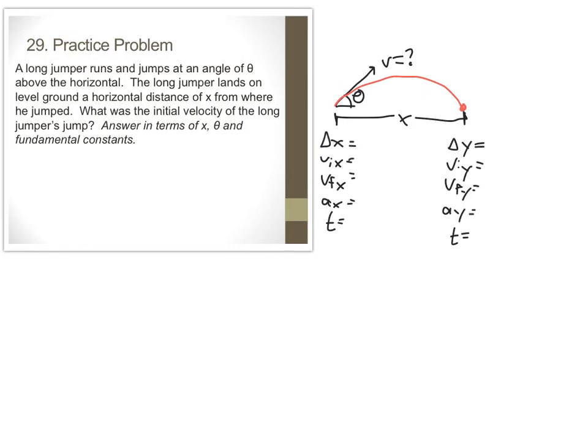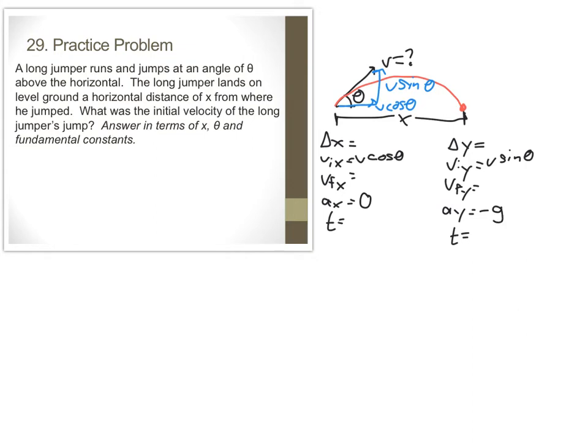Although I don't know that initial velocity, I can still think about my components here in both the x and y direction. Whatever that initial velocity is, the y component is going to be v sine of theta, and the x component is going to be v cosine of theta. And I can fill in the other things I know about this situation. So I always know here that my x acceleration is 0, my y is negative g.